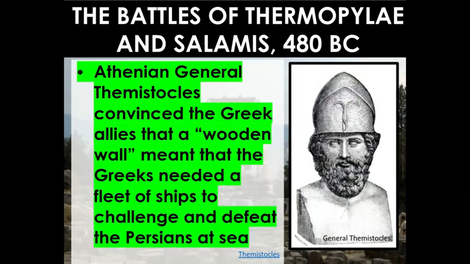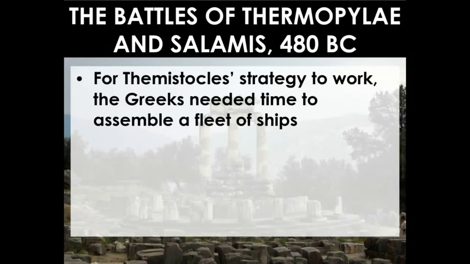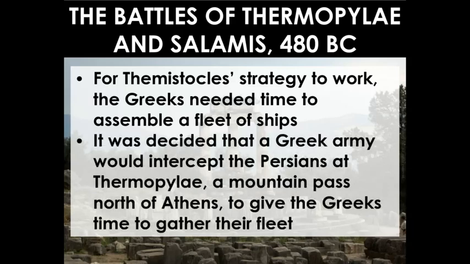The Athenian general, Themistocles, convinced the Greek allies that a wooden wall meant that the Greeks needed a fleet of ships to challenge and defeat the Persians at sea. We have a little history video about Themistocles there at the bottom. For Themistocles' strategy to work, the Greeks needed to assemble a fleet of ships quickly. It was decided that a Greek army would intercept the Persians at Thermopylae, a mountain pass north of Athens, to give the Greeks time to gather their fleet.